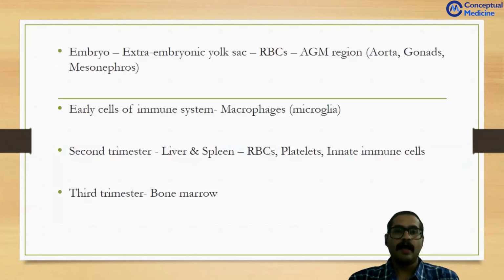So, as I mentioned, the earliest cell of the immune system to start is the macrophage, because macrophages are the innate immune system, and it's an important component of microglial cells in the nervous system. So the early cell to start is the macrophage, and as I mentioned, in the second trimester, liver and spleen start to kick in with RBC, platelets, and innate immune cells, followed by the bone marrow.